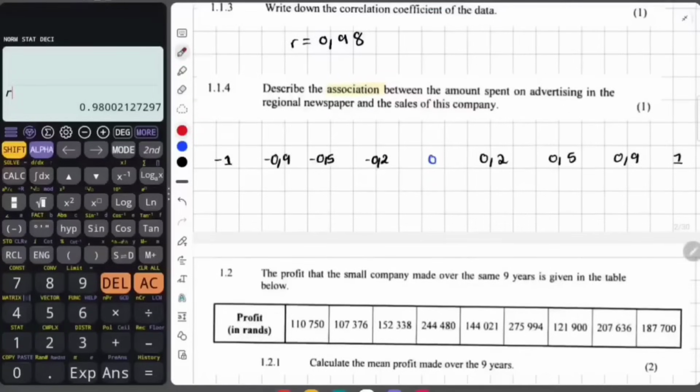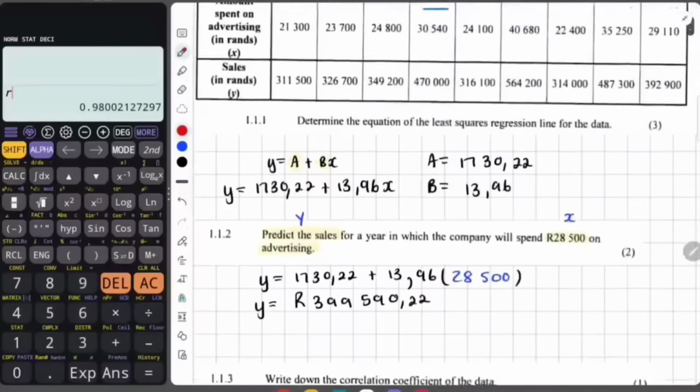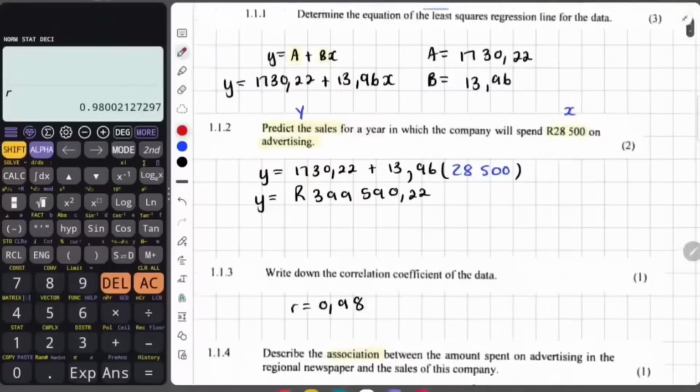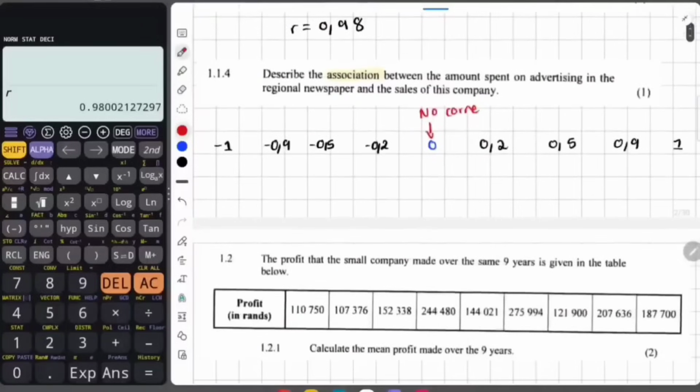Okay, so let me just run through the correlation coefficients and what they mean. I'm not going to go too deep into it. So looking at these numbers, they just represent different correlation coefficients. If your correlation coefficient is 0, there is absolutely no correlation or association, meaning that your data has nothing to do with each other. The X values are not affecting the Y values. In other words, the amounts that they keep spending on advertising is not affecting the sales. That's what a correlation coefficient of 0 would mean.